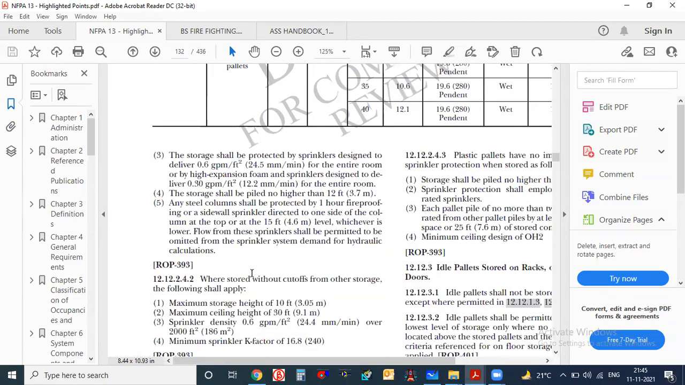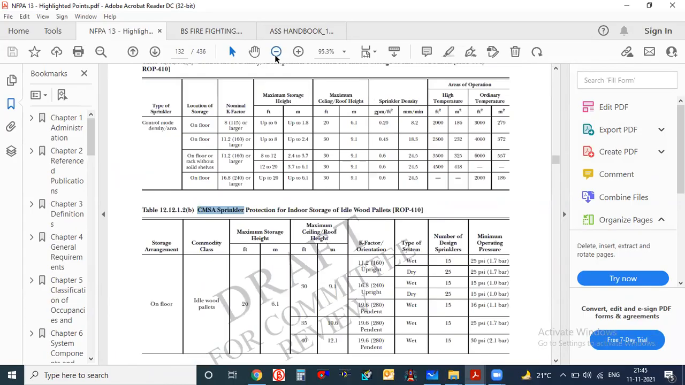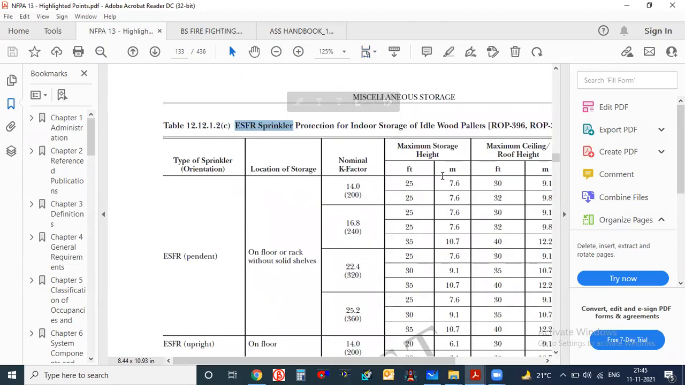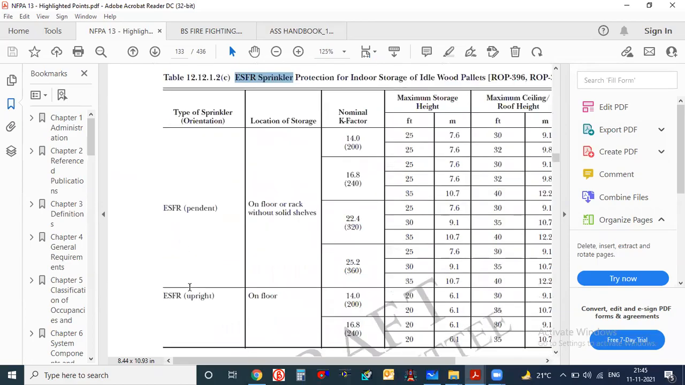This is the CMSA. And now it will also talk about the ESFR sprinkler, I think. So now you see, this is the ESFR sprinkler. Now in the ESFR sprinkler, they have given the nominal K factor. They have given the pendant and upright.